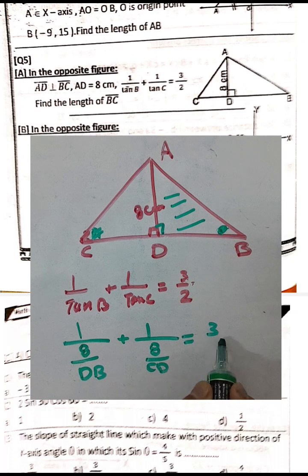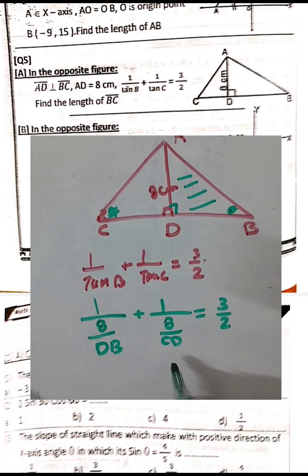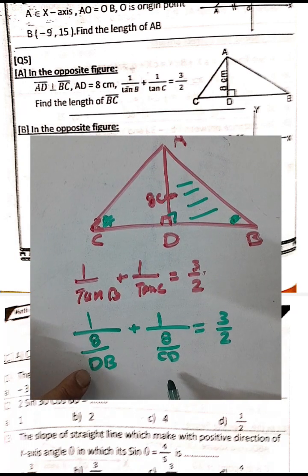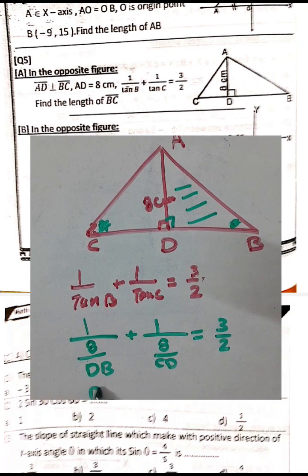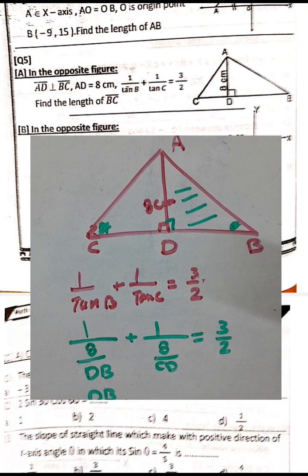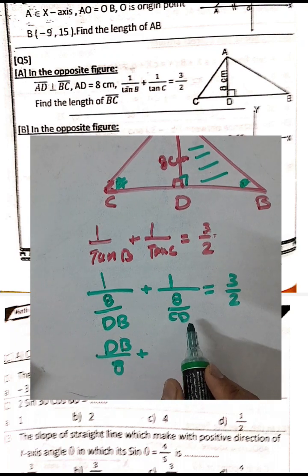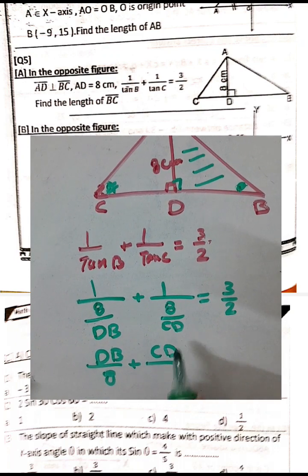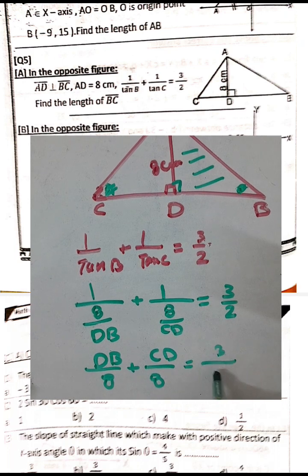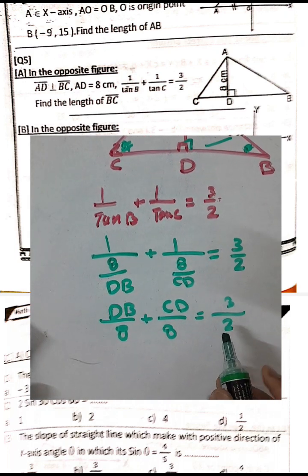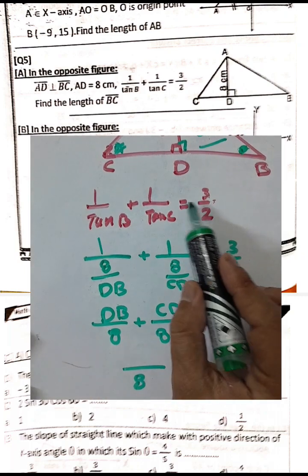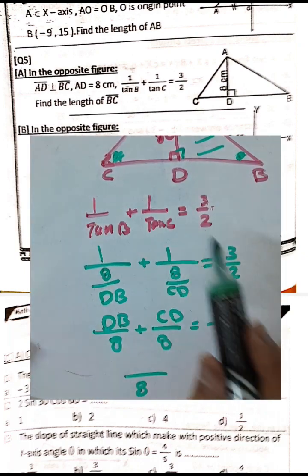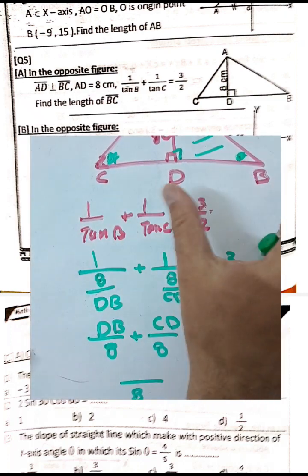Okay, and the result equals 3 over 2. Okay, 1 over 8 over DB will be DB over 8, and 1 over 8 over CD will be CD over 8, equal to 3 over 2. And then you can simplify it by 8. We have two denominators like here, right? 8 and DB plus, look here, DB plus DC, it will be CB.